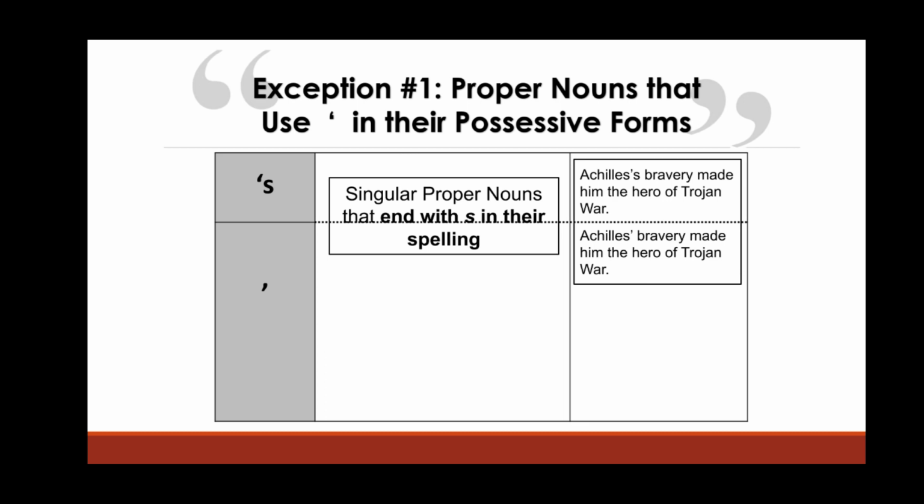Tapos yung sa pangalawa, ang form ng possessive noun ay apostrophe lang. Now, pay attention to this. Achilles is the proper noun of these sentences. Okay? At sabi ko nga, by default, proper noun is always singular. However, since this proper noun ends with S, Achilles, kapag ganito daw ang case, ang magiging rule ay either you add apostrophe or apostrophe S. Okay? So, either of the two.